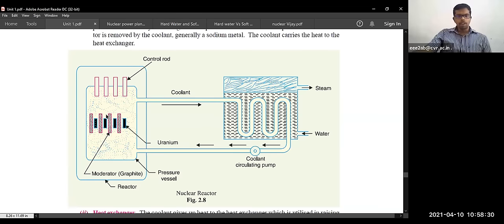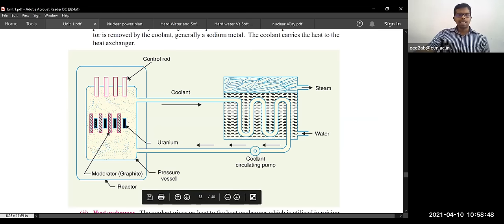Next, the moderator. The moderator is used to slow down the neutrons produced from the nuclear fission reaction. The moderator is made up of graphite. Then this is the control rod. The control rod is a cadmium control rod, or barium. Generally cadmium is used.